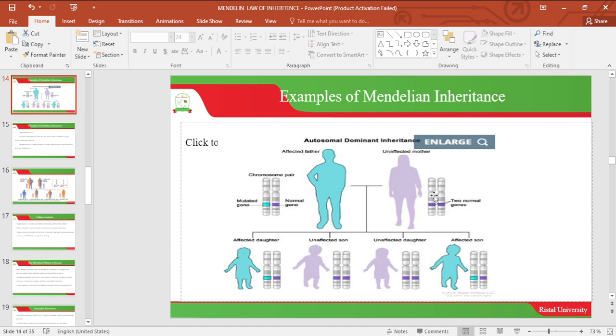So of their offspring, one of their daughters will be an affected daughter. Then the second, a son, will be an affected son. Then the other daughter will be an affected daughter. Then the fourth child will be an affected son. That is when the crossing over of the chromosomes occurs and the inheritance of the genes.